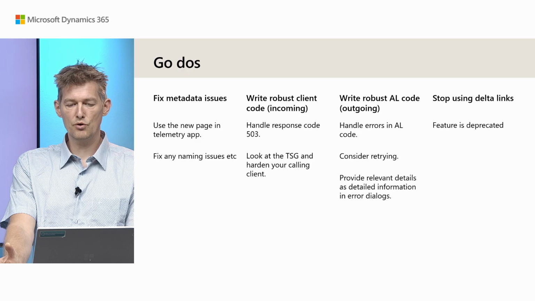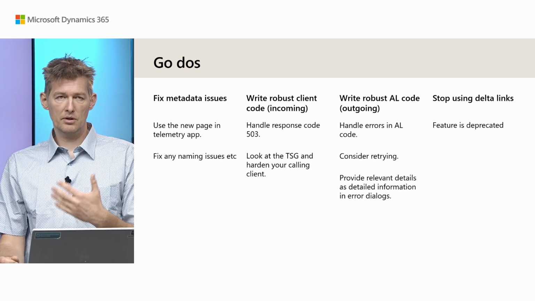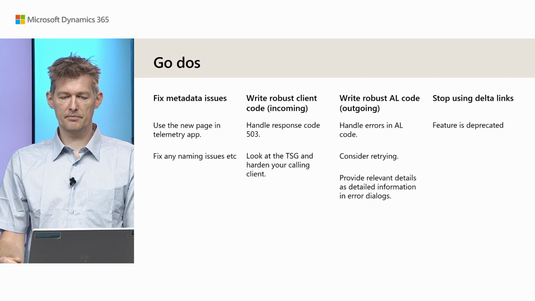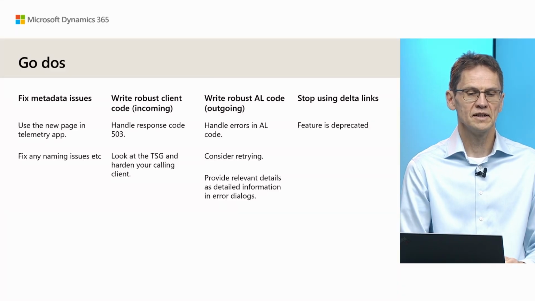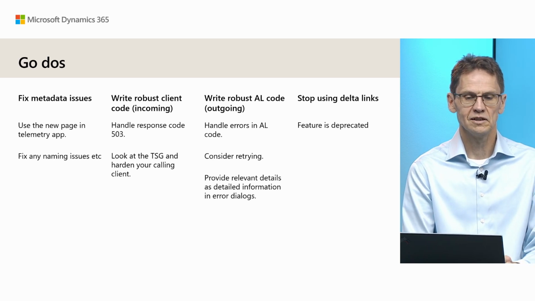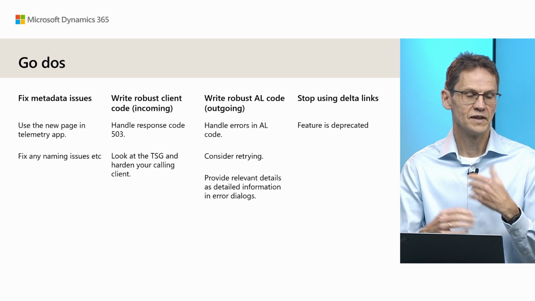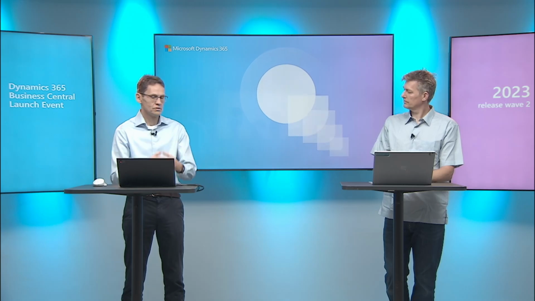So, to-dos. Go check if you have metadata issues, use telemetry to find it, and fix it. Yeah, and also make sure that you harden your code for interacting with web services, both the incoming requests where you should handle the response codes correctly, decide on a back-off strategy, etc., and look at the troubleshooting guide and harden it. And same thing for the outgoing calls. You can handle the errors in AL code, and you can provide relevant details as detailed information. And of course also there, consider retrying.